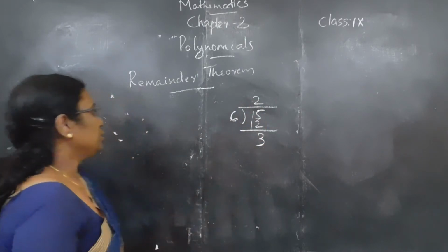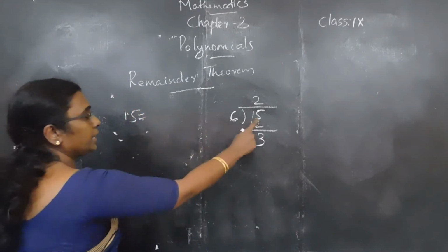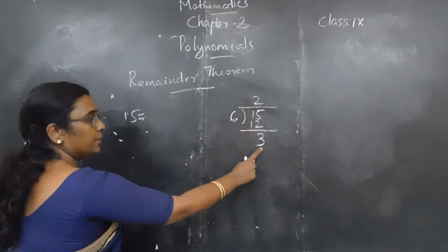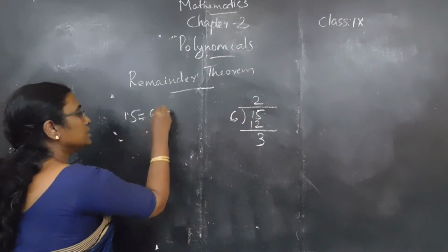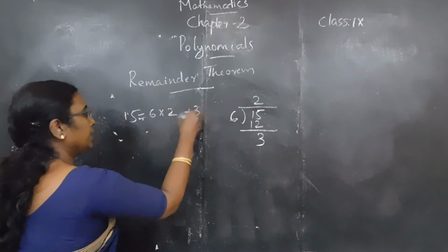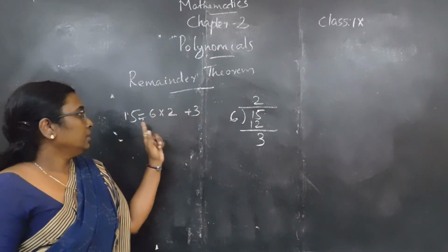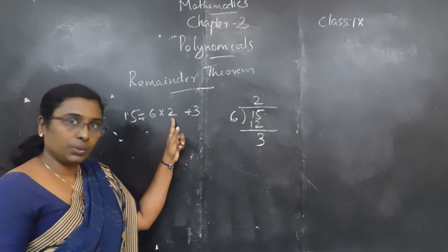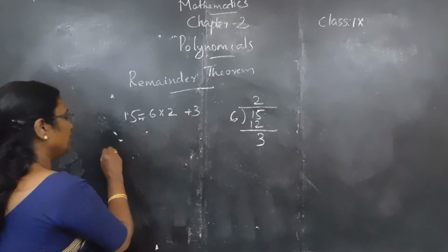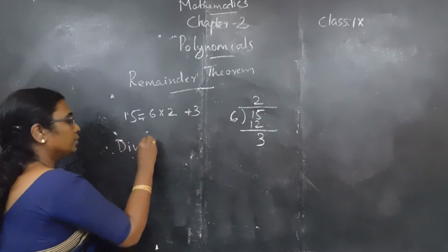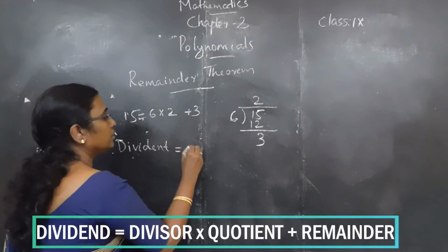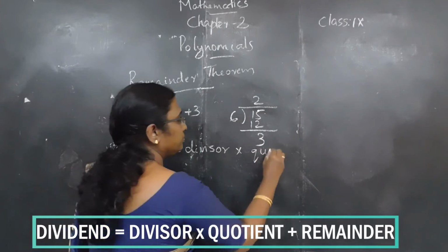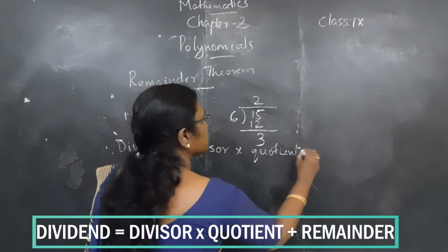remainder. That is, 15 is obtained by multiplying divisor into quotient plus remainder. 15 equals 6 into 2 plus 3. Here 15 is the dividend, 6 is the divisor, 2 is the quotient and 3 is the remainder. Therefore, dividend equals divisor into quotient plus remainder.